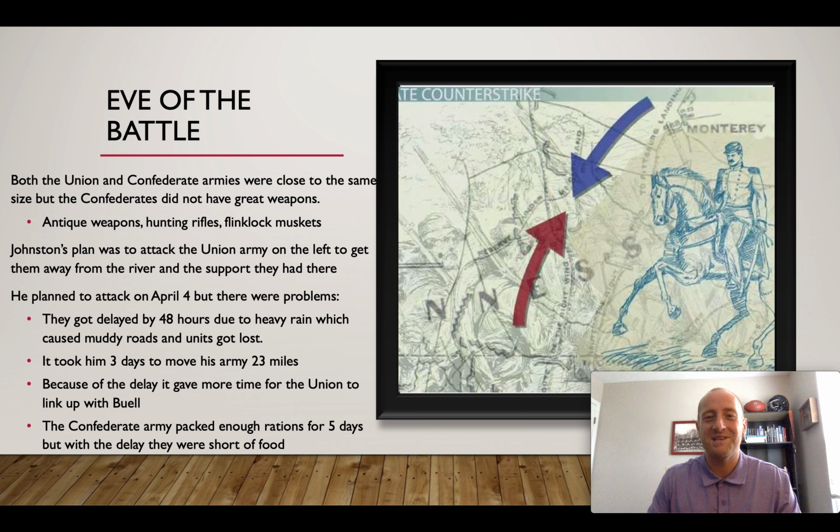The problem was there was extensive rain, 48 hours of rain that caused mud, caused units to get lost, and it took them about 3 days to march about 23 miles. Because of this delay, it allowed Buell and his army to arrive and fight with them. Now, another problem, the Confederates only packed enough rations and food for about 5 days. So by the time the fighting started, they were short of food.